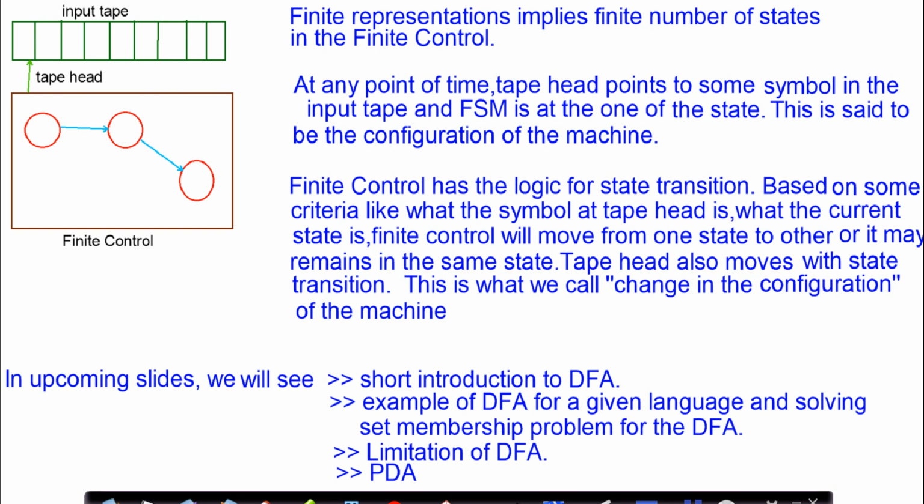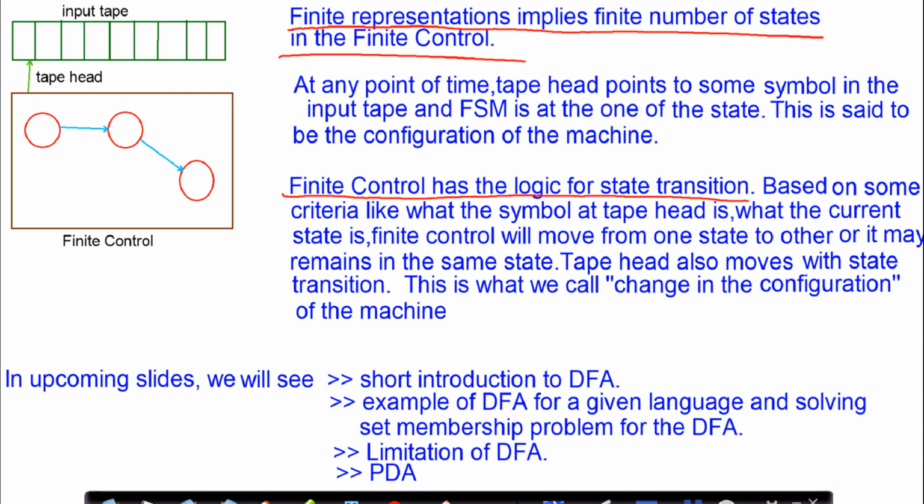And there is another component, which is the finite control, and in the finite control we have the states. What we mean by finite representation of languages is that there is going to be a finite number of states. So finite representation implies a finite number of states in the finite control. And the finite control has the logic for state transition. So at any point of time, your machine is supposed to be at one of the states.